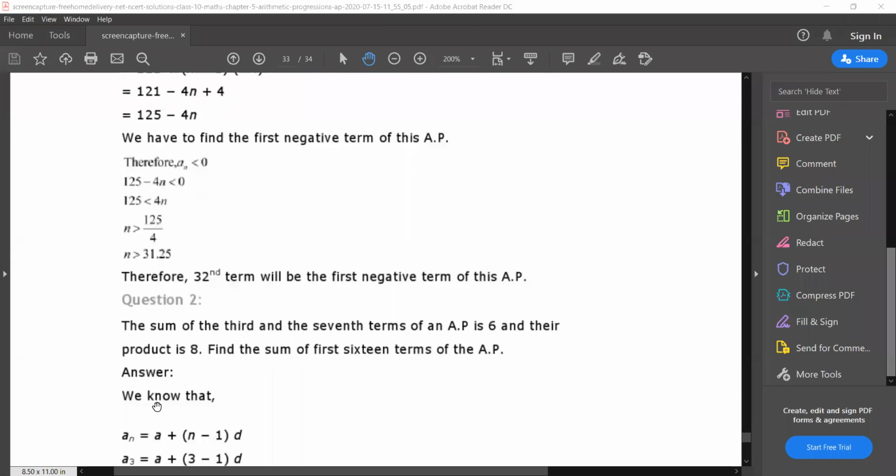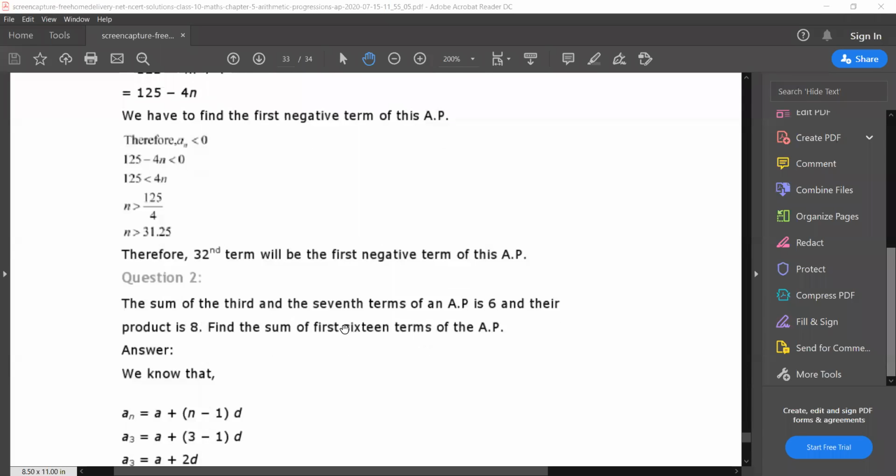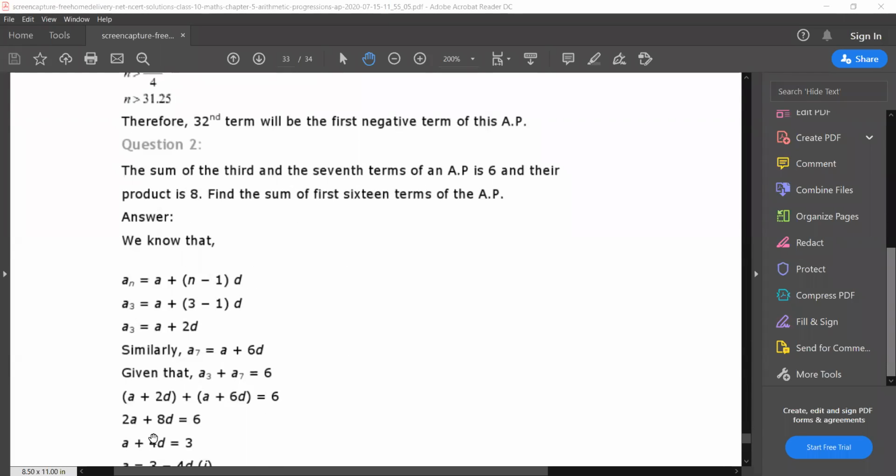So the third term a3 plus a7 is equal to 6. Instead of a3 we can write a plus 2d. Instead of a7 we can write a plus 6d. Here you can see a plus 2d plus a plus 6d is equal to 6. So we get 2a plus 8d is equal to 6. So we get a plus 4d is equal to 3, or a is equal to 3 minus 4d. This is equation number 1. You can leave your answer here only.